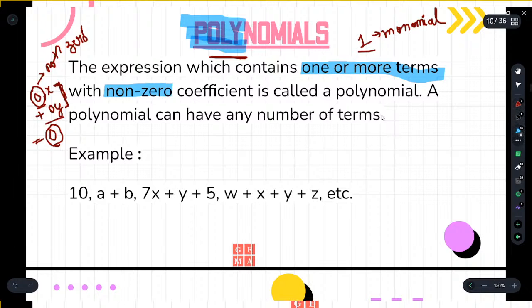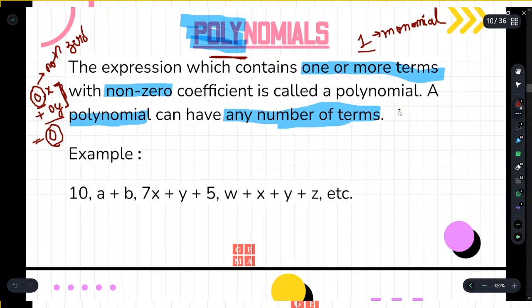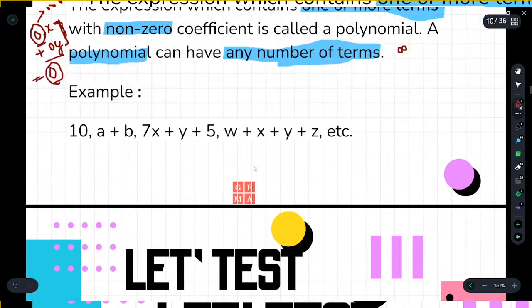What's there? A polynomial can have any number of terms. Okay, there is no limit on it. It can have infinite number of terms also. Okay, what are its examples? 10 plus a plus b. Okay, we have made it. How many terms are there in it? 1, 2, 3. More than 1, right? That's why it's a polynomial.